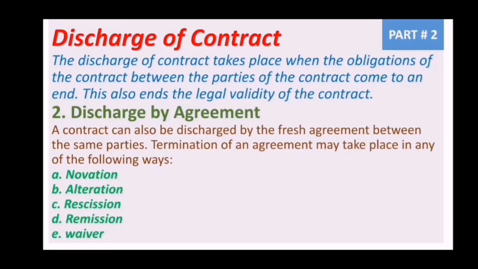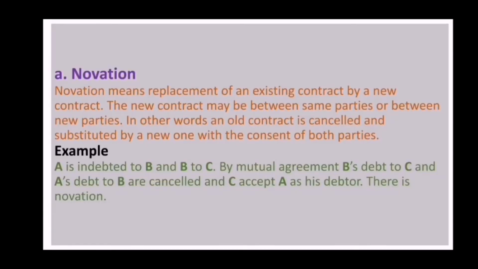The first one is discharge by novation, then discharge by alteration, as well as rescission. The next one is remission, and finally the discharge by waiver. In all these ways, you will notice mutual consent of each party is required. When mutual consent is present, the old contract, the old agreement, is discharged and a new one is established. Here comes the first way of discharge by agreement, which is novation.